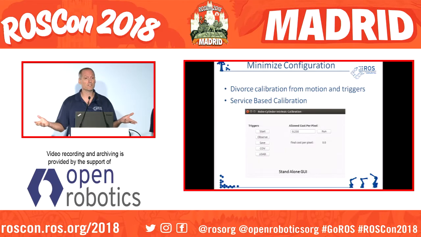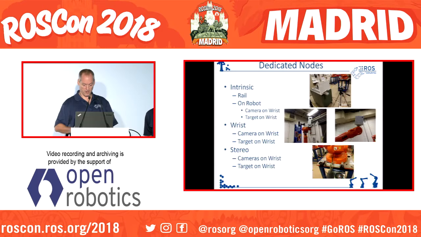So essentially, it's service call based. Every time we want to take a picture, you just call the service to say, hey, take a new set of pictures, and it'll collect those observations. Once I give you enough observations, then you can tell it to run. It will run. It'll tell you how well it worked, and then you can either save those results or not. And anyway, so let me move on.